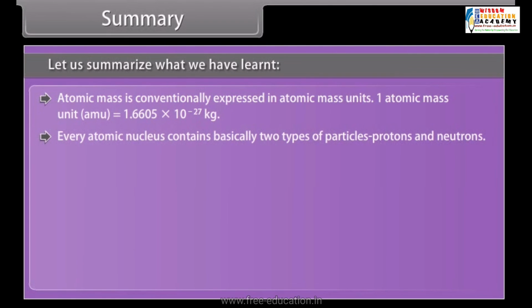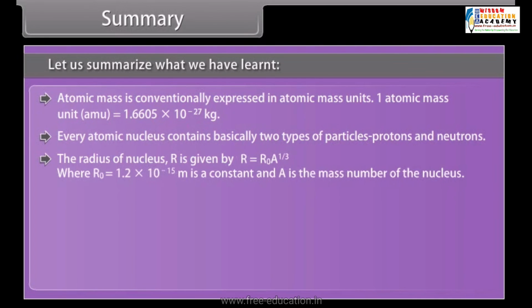Every atomic nucleus contains basically two types of particles, protons and neutrons. The radius of nucleus R is given by R = R0 A^(1/3), where R0 is equal to 1.2 × 10^-15 m is a constant, and A is the mass number of the nucleus.